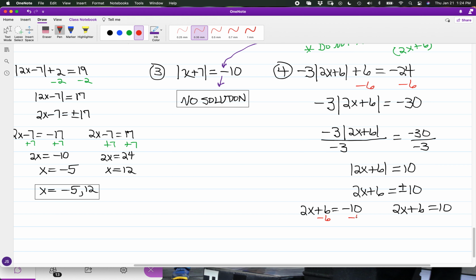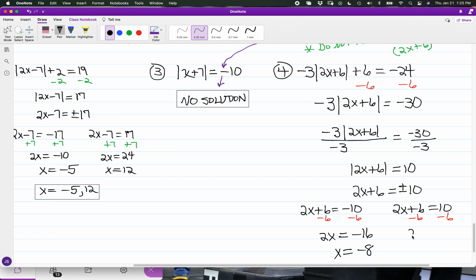And for both sets of equations, okay, so I have 2x is equal to 4. And from this I have x is equal to 2. And for the other, 2x is equal to negative 10 minus 6. So you have negative 10 minus 6, so that's going to be a negative 16. Okay, so you have x is equal to negative 8.